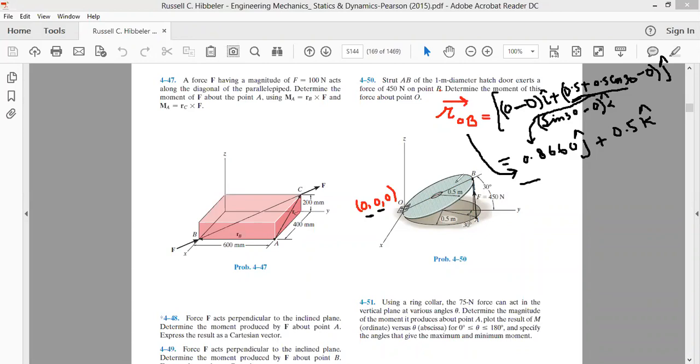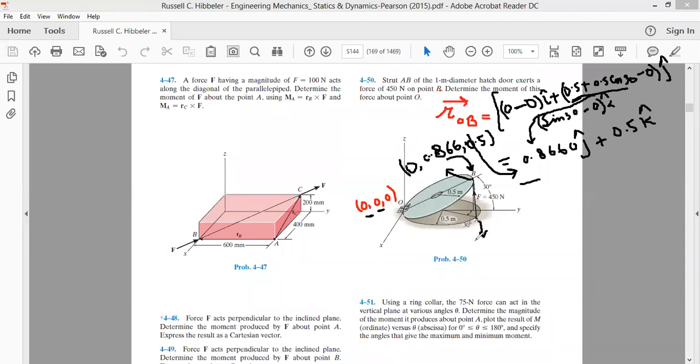Now, as far as the coordinates of point B are concerned, along the x-axis it is 0. Along the y-axis, as we have done previously, its y coordinate was 0.5 plus 0.5 cos 30, which is 0.886, and its z coordinate is 1 sine 30, which is 0.5. So for point B, the x coordinate is 0, the y coordinate is 0.886, and the z coordinate is 0.5. These are the coordinates of our point B.